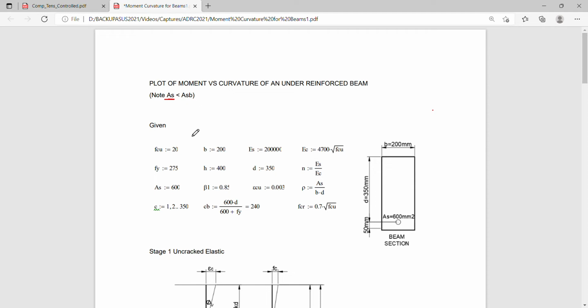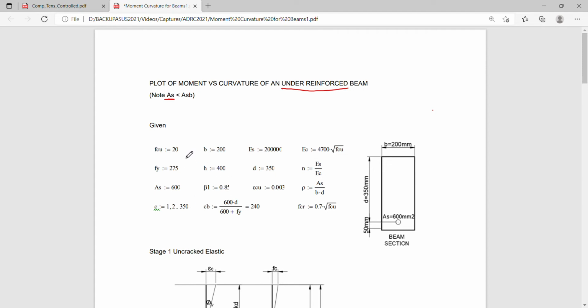So here, since this is generic, we assume that the balance condition is our reference point in dealing with the ductility behavior of the beam. And if AS is less than ASB, then you call your beam an under-reinforced beam. So these are the given parameters.